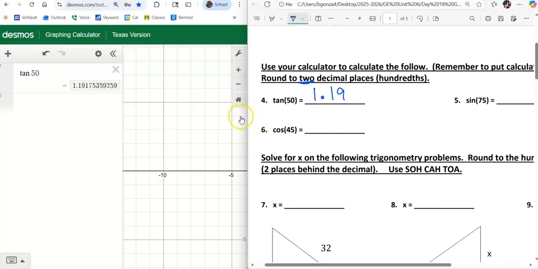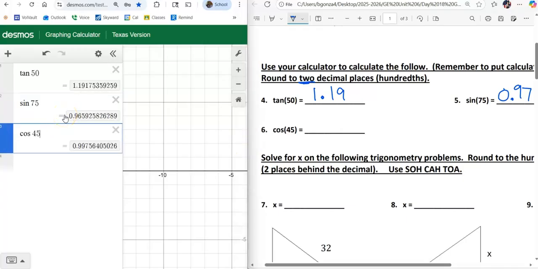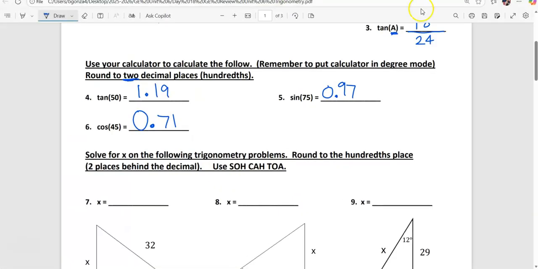Sine 75 is 0.965, the 5 or more raises the score. So 0.97. That's an upside down 6. Cosine 45, 0.707 makes the 0 round up, so 0.71. This is the easiest thing in the world. I really hope you can just type it into your calculator easily.